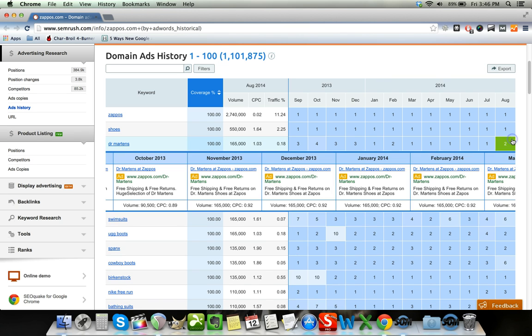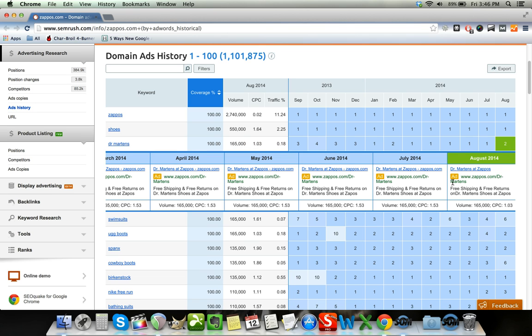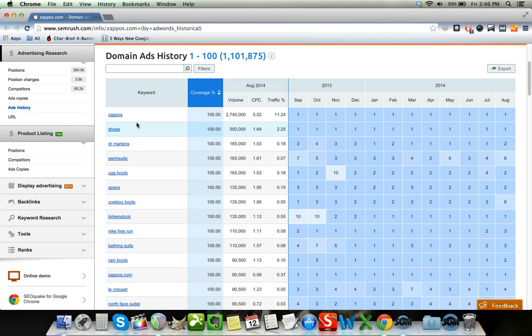For example, we click here, Doc Martens. There you go. Free shipping, free returns on Dr. Martens shoes at Zappos. Now, we have this automatically sorted to show those keywords that have a 100% coverage rate first. What's a 100% coverage rate? That means that Zappos.com ran an ad for that keyword every single month for the past year.